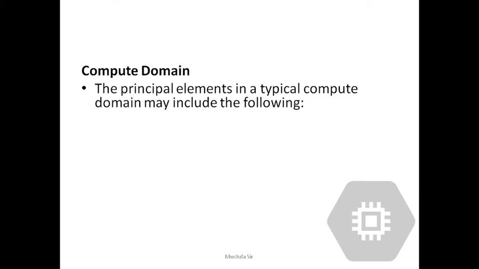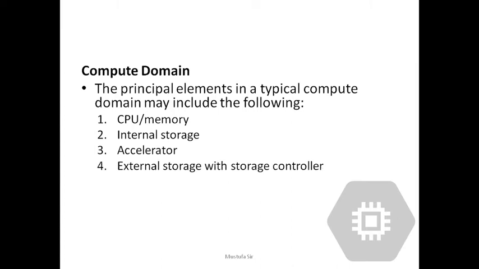Next, what we call the compute domain. We have seen in that diagram 3 domains: the hypervisor domain, the compute domain, and the management domain. In the compute domain, the principal elements in a typical compute are CPU and memory, with the main memory. Second is internal storage, that is non-volatile storage housed in the same physical structure as the processor. Third is the accelerator. You all know accelerator functions for security, networking, and packet processing. Fourth is external storage with a storage controller, that is access to secondary memory devices. Fifth is the network interface card that provides the physical interconnection with the infrastructure domain.